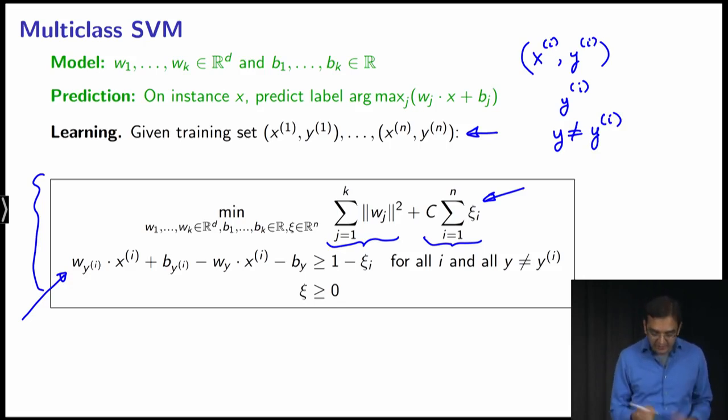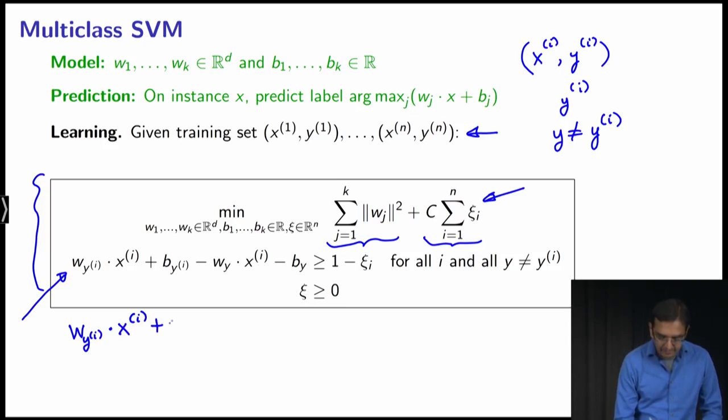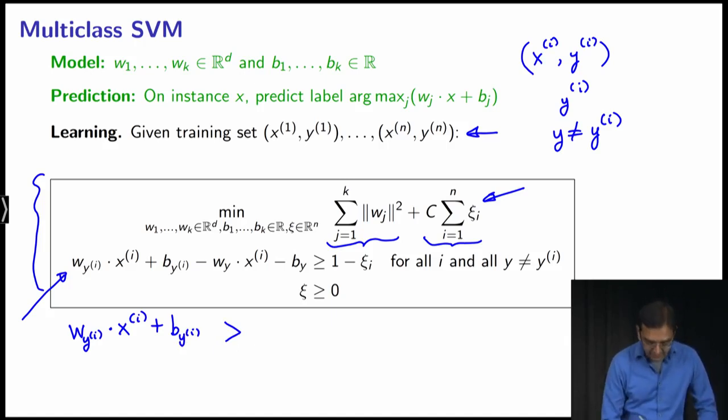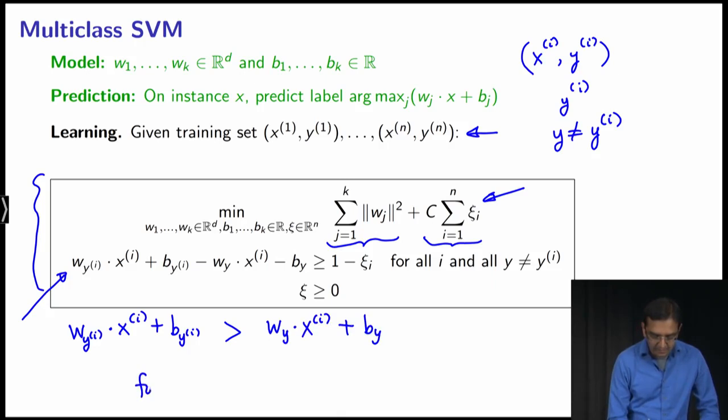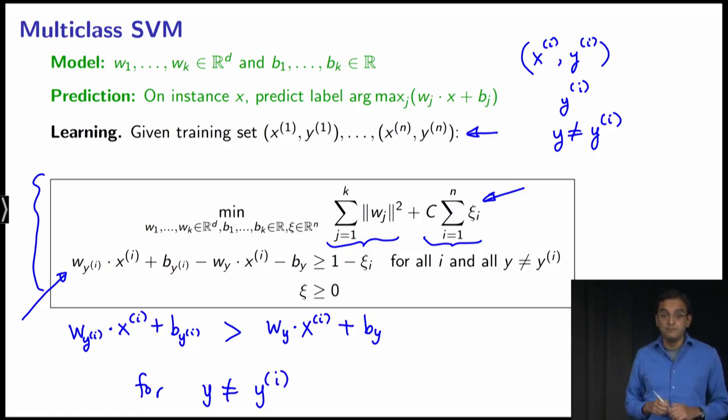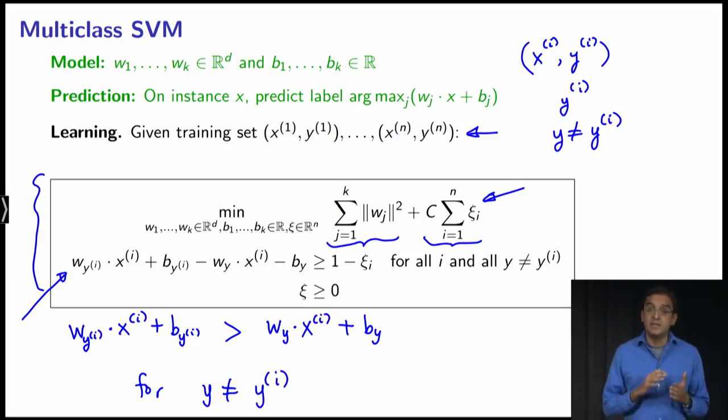Okay? So if we write out this condition, what we have is that the correct linear function, which is w of y sub i, the w for the correct label, dot x sub i plus b of y sub i, should exceed any of the wrong linear functions. So w of y dot x sub i plus b of y, for any of the labels that is incorrect. This is the condition that says that all the points are perfectly classified.